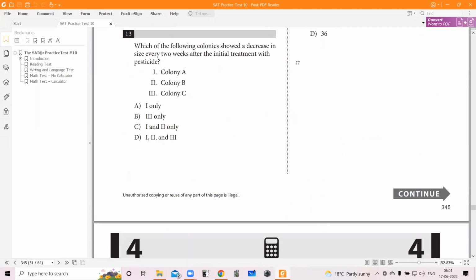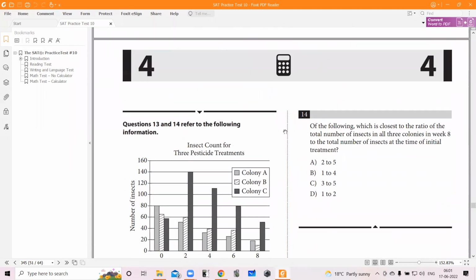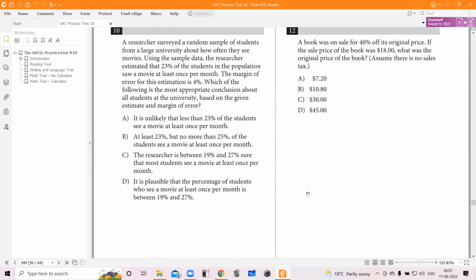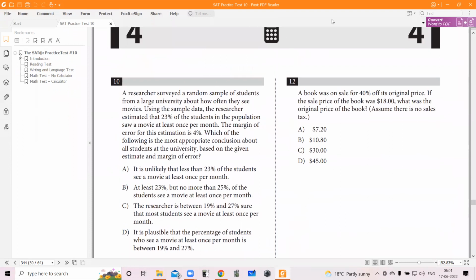12. So a book was on sale for 40% off its original price. Well, the original price, if that is X, then the book is on sale. So what is the sale price then? We have to decrease 40% of that? 60% off. Right. So what will we multiply with X if you want to decrease by 40%?